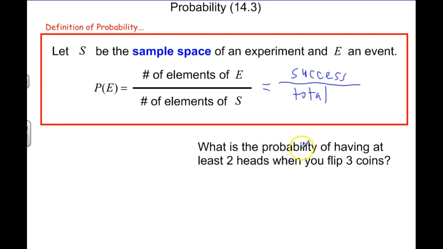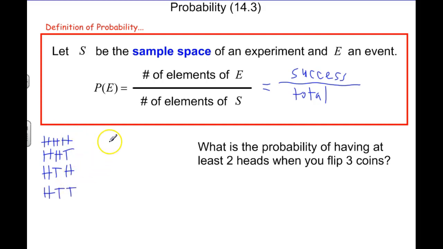So let's read this question. What is the probability of having at least 2 heads when you flip 3 coins? So let's think about the sample space of flipping 3 coins. List out all the possible cases here. So heads, heads, heads is one possibility if I flip 3 coins. Heads, heads, tails. Heads, tails, heads. And heads, tails, tails.